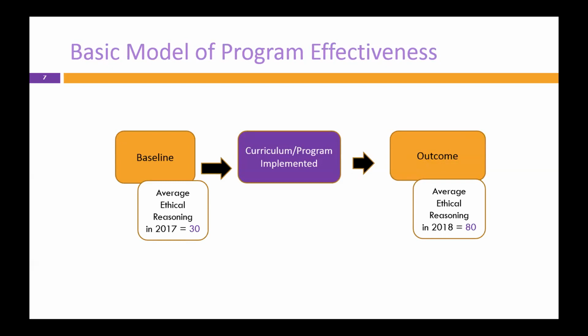So it could be that at baseline in 2017, we measured ethical reasoning on a 0 to 100 scale, and our students on average scored about a 30. Okay, not unexpected. They haven't had any ethical reasoning programming. Then a year later, at the end of 2018, we tested them again, and they scored an 80.